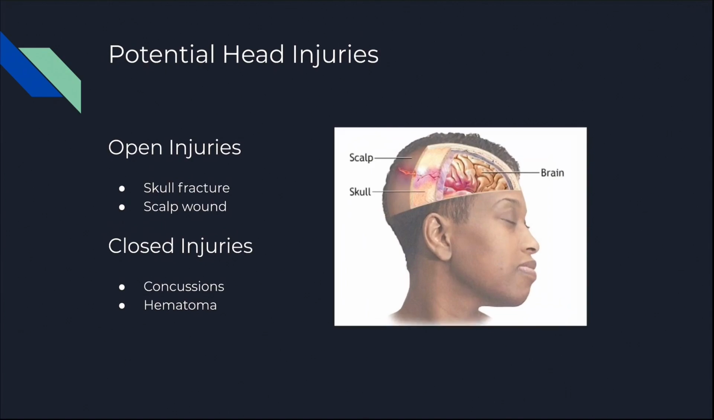A concussion can be considered a traumatic brain injury. Some common signs that a patient may be suffering from one include headaches, changes in alertness, loss of consciousness, memory loss, or changes in thinking.